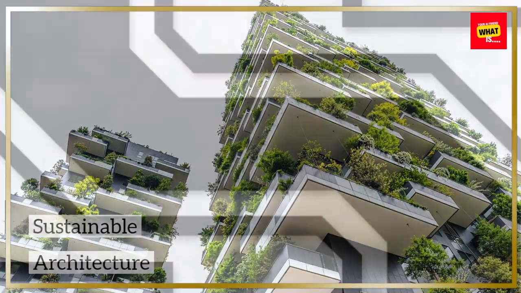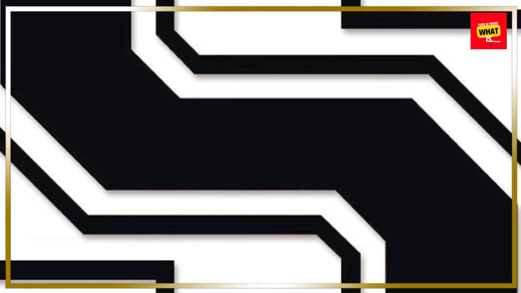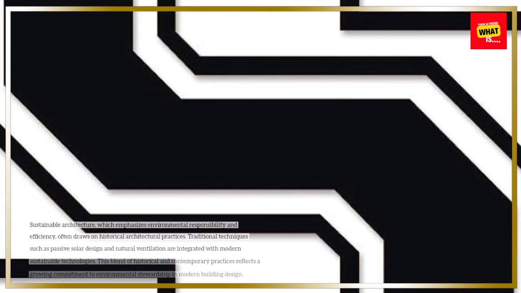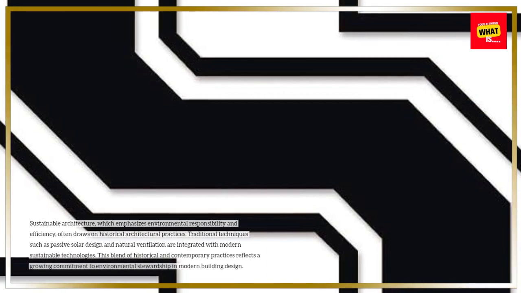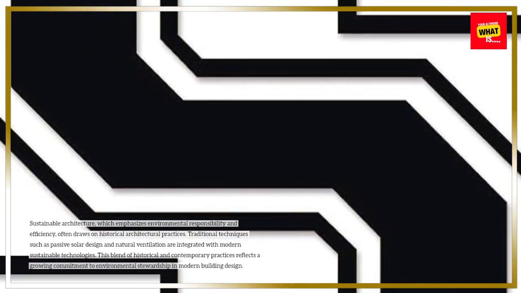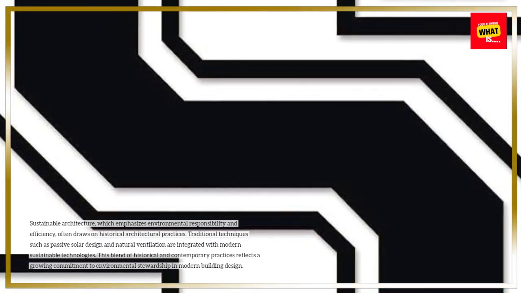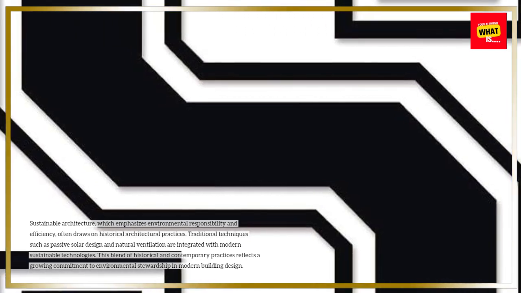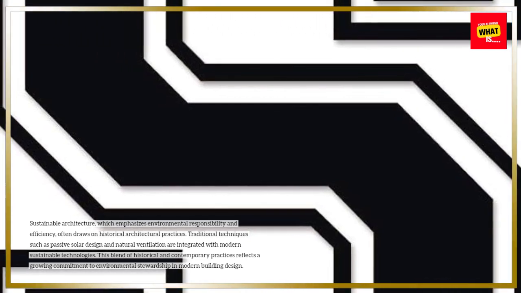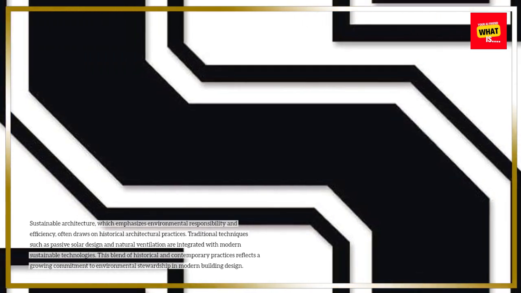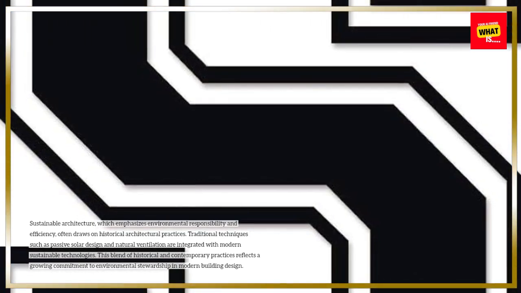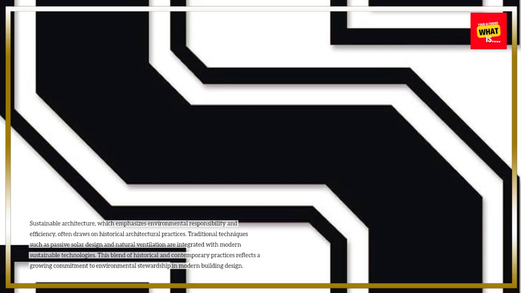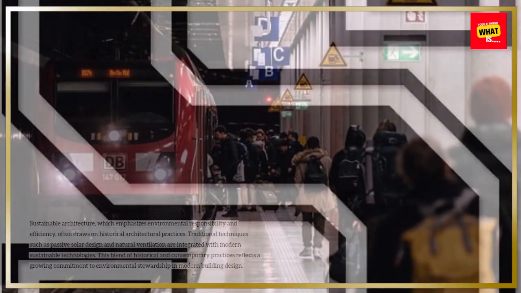Sustainable architecture. Sustainable architecture, which emphasizes environmental responsibility and efficiency, often draws on historical architectural practices. Traditional techniques such as passive solar design and natural ventilation are integrated with modern sustainable technologies. This blend of historical and contemporary practices reflects a growing commitment to environmental stewardship in modern building design.